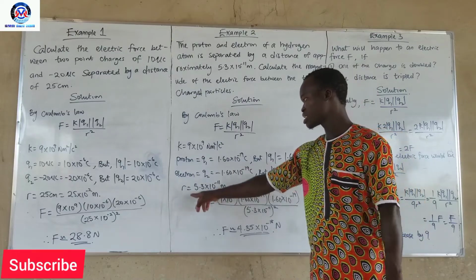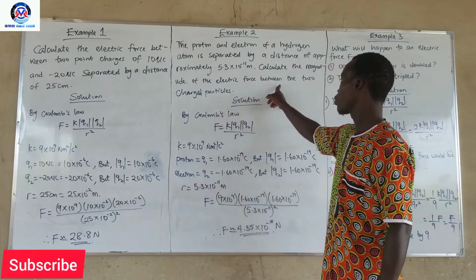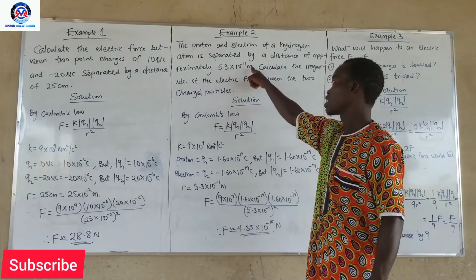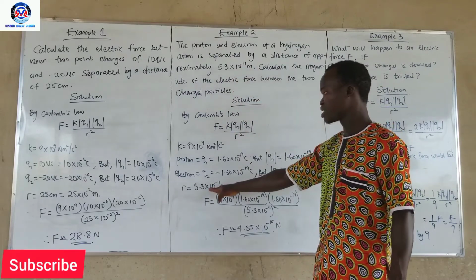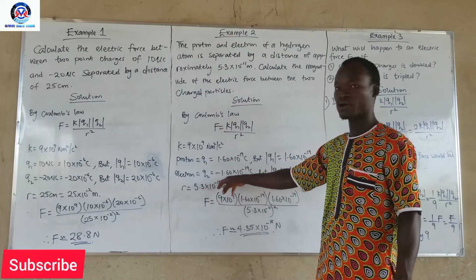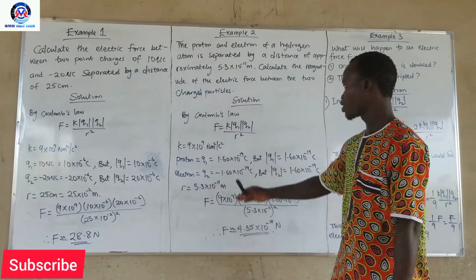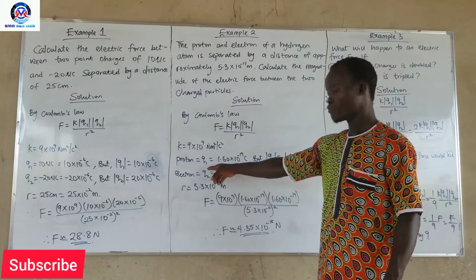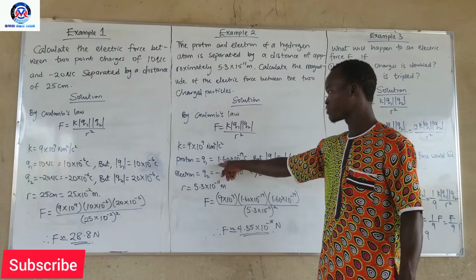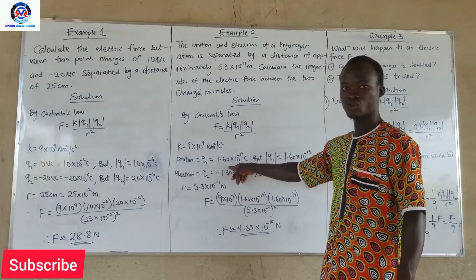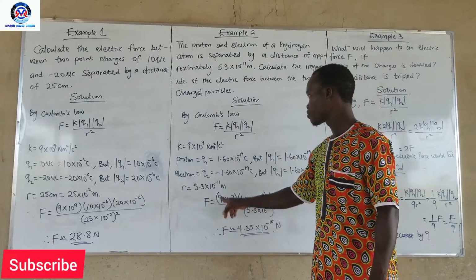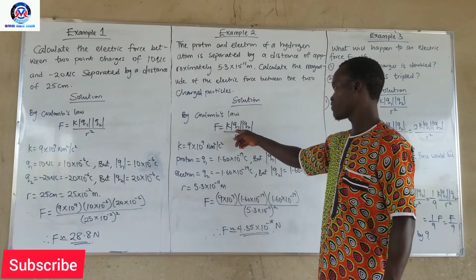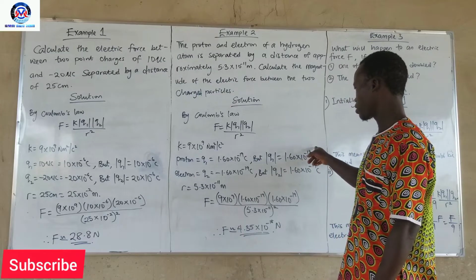So now, the distance between the two charges as given in the question is 5.3 times 10 raised to the power minus 11 meters. It is already in meters, so you just have to leave it like that. So we go into our formula and put in all the values one by one. Don't forget to take note of this value. It is a constant value. You have to know it offhand. So now our K is 9 times 10 raised to the power 9, and the magnitude of the first charge is 1.60 times 10 raised to the power minus 19 coulombs.